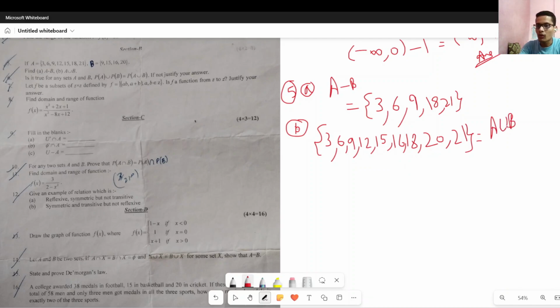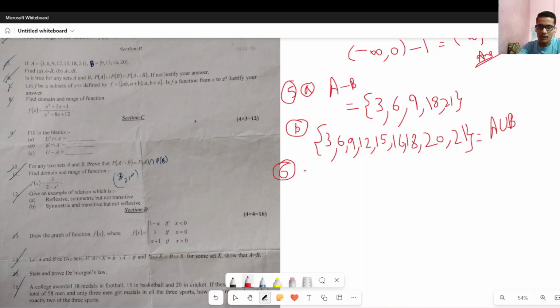Okay. Now moving towards the next question, we are given a statement that is for any sets A and B, P of A, that is the power set of A union power set of B, is always equal to power set of A union B. We have to check whether the given statement is correct or not, and then we have to justify why it is not correct.